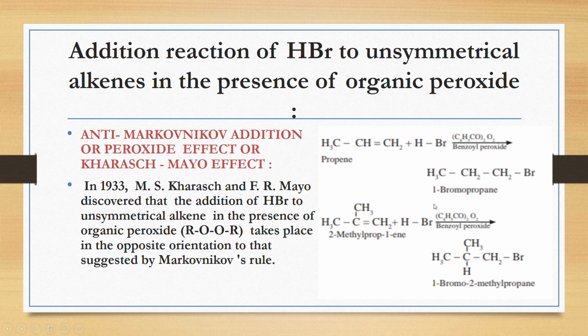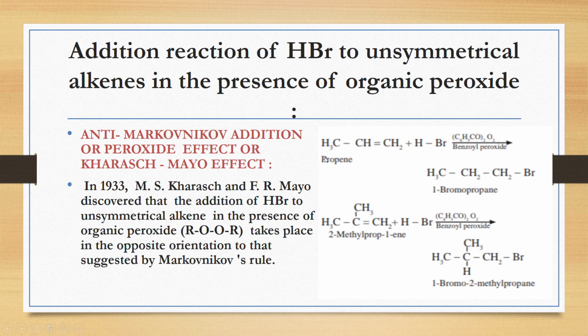Addition reaction of HBr to unsymmetrical alkene in presence of organic peroxide takes place according to anti-Markovnikov's rule, which is also called peroxide effect or Kharash-Mayo effect. In 1933, M.S. Kharash and F.R. Mayo discovered that addition of HBr to unsymmetrical alkene in the presence of organic peroxide ROOR takes place in the opposite orientation to that suggested by Markovnikov's rule. So Markovnikov's rule gets reversed, and this effect is then called anti-Markovnikov's addition.